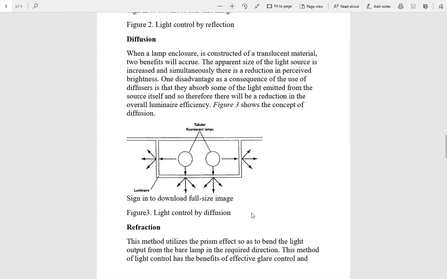Now this figure, that is the light control by diffusion, shows the concept of diffusion. These are the tubular fluorescent lamps, and you can see the diffuse light direction signs.